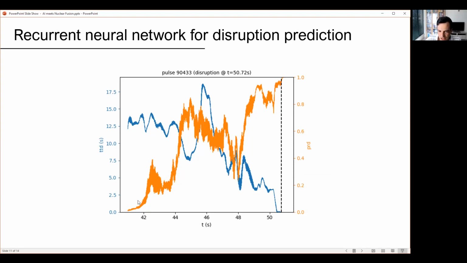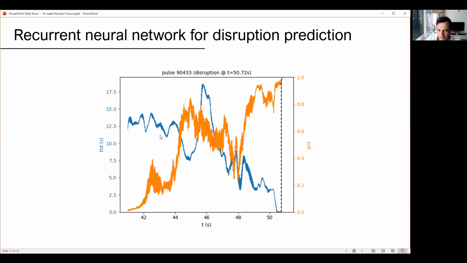So starting with the orange one, this is the probability of disruption. Something happens during the pulse that makes the probability go high, then it falls down, and then suddenly towards the end of the experiment, it starts going up and up and up. And you can see that just before the disruption, it's way over 0.9. So this is the probability of disruption that the model produces for a pulse that it hasn't seen before.